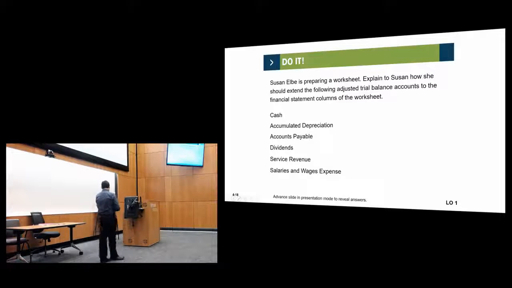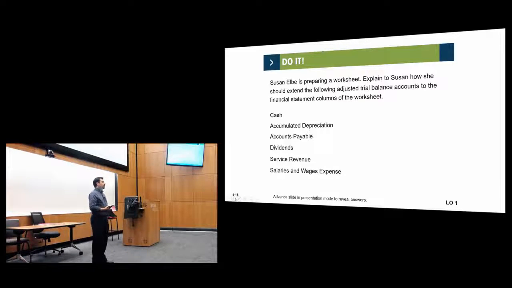Okay, nice. So Susan Elby is preparing a worksheet. Explain to Susan how she should extend the following adjusted trial balance accounts to the financial statements column of the worksheet. So basically, when you have cash, the cash has what balance? Or where do you find the balance of cash?